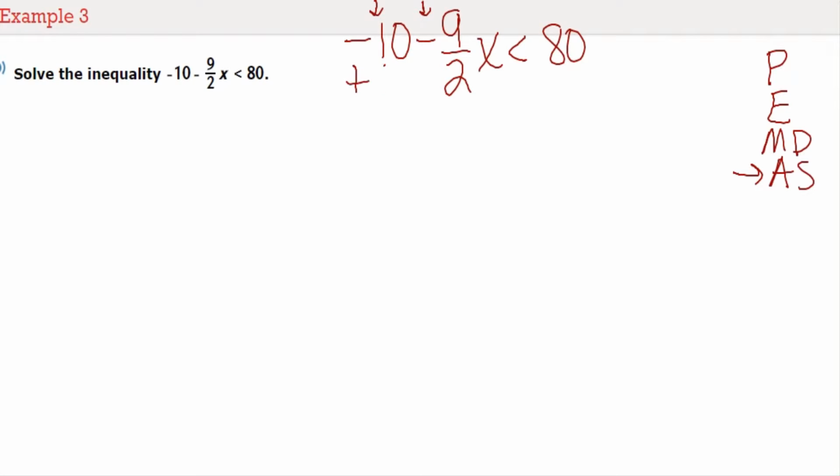Now we have to add 10 on both sides of the inequality. These two are additive inverse, they cancel out, and we're left with 90 over here because 80 plus 10 is 90. Now we can bring everything else down.